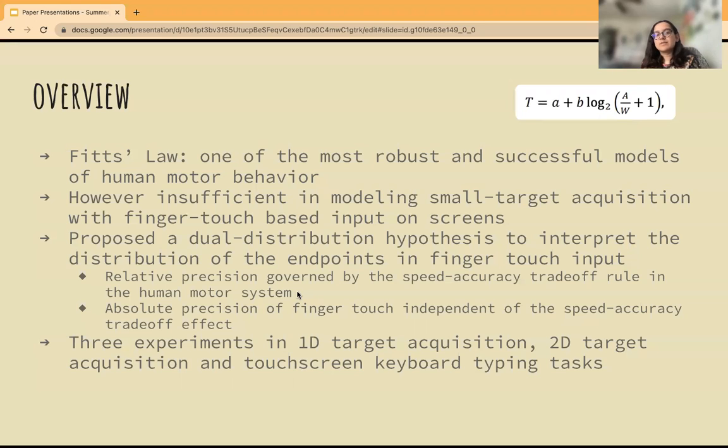So they said that this distribution is actually the sum of two independent normal distributions. One of them is relative precision governed by the speed-accuracy trade-off rule in the human motor system. And the other one represents the absolute precision of finger touch, independent of the speed-accuracy trade-off effect. So they conducted 3 experiments in 1D target acquisition, 2D target acquisition, and also a touchscreen keyboard typing task.